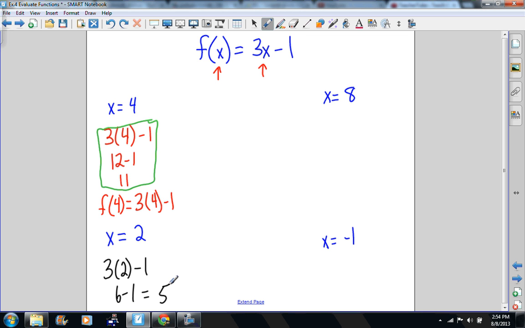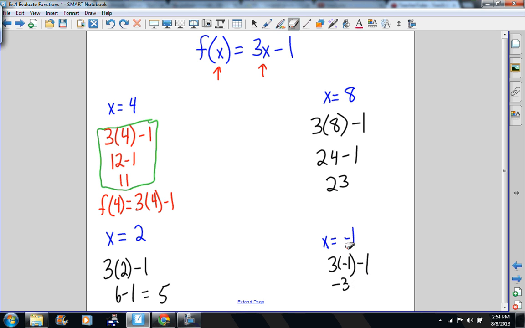When x is 8, I go 3 times 8 minus 1, that's 24. Minus 1 is 23. And finally, when x is negative 1, you do 3 times negative 1 minus 1. Well, that's negative 3 minus 1, which is negative 4.